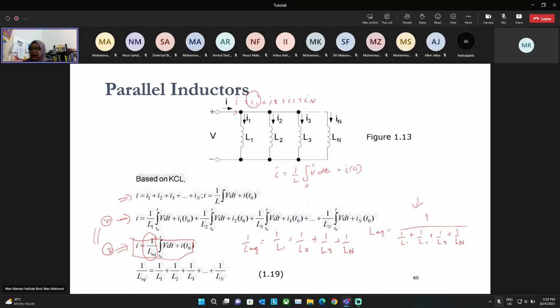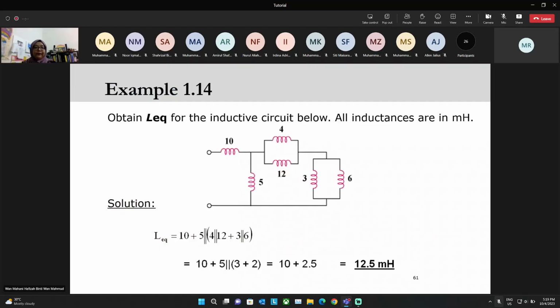Okay. So, kita tengok example. Example 1.14. Dia suruh cari L equivalent for the inductive circuit below. This is your L equivalent position lah dekat terminal. Okay, inductance dia bagi tahu dalam millihenry. Kadang-kadang ni pun boleh jadi you buat careless mistake. Kat sini dia dah letak nombor, tapi tak ada letak millihenry ni. Dia letakkan dalam soalan.